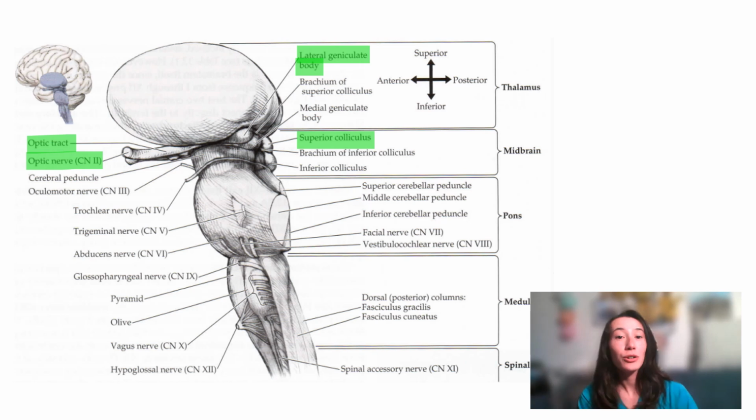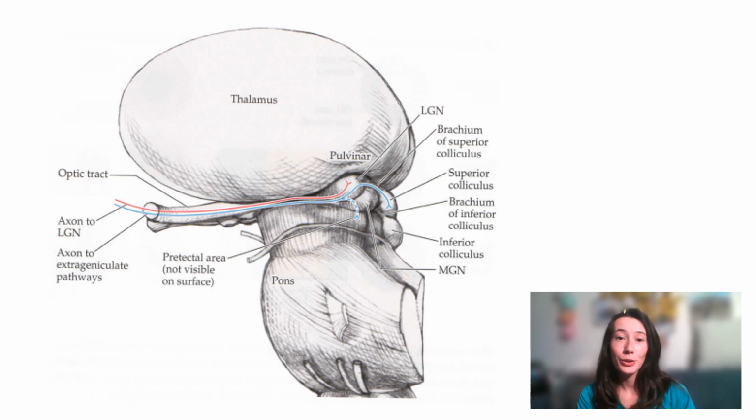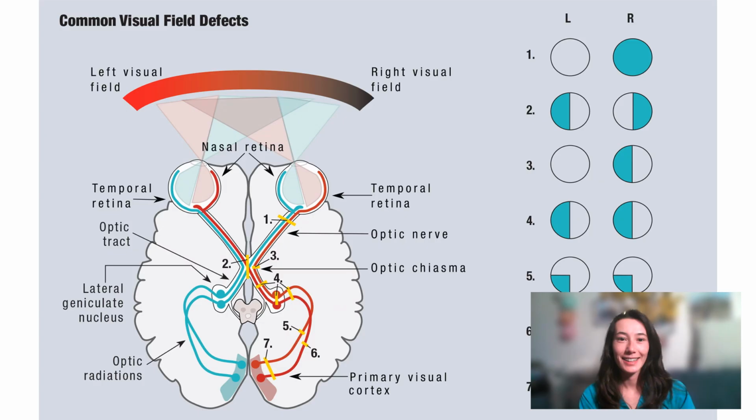This is a lateral view of the brainstem. So you can see how this nerve travels from the tract going around the brainstem. And then, in this image, you can see the superior colliculus. Here's a better view of this tract giving information to the LGN and giving some of the information to the superior colliculus and the pretectal area.